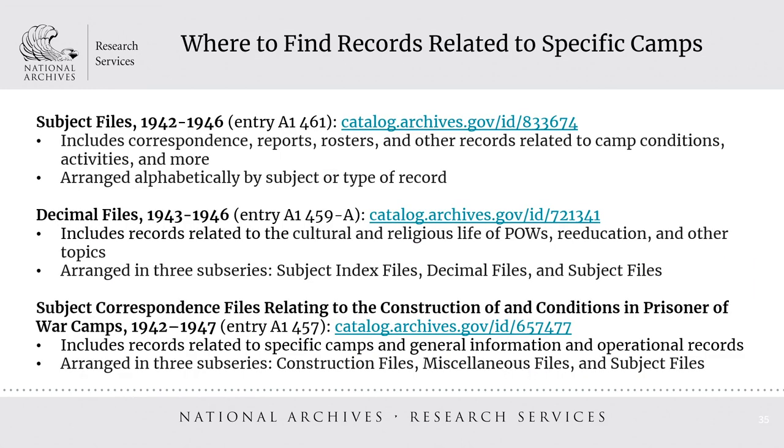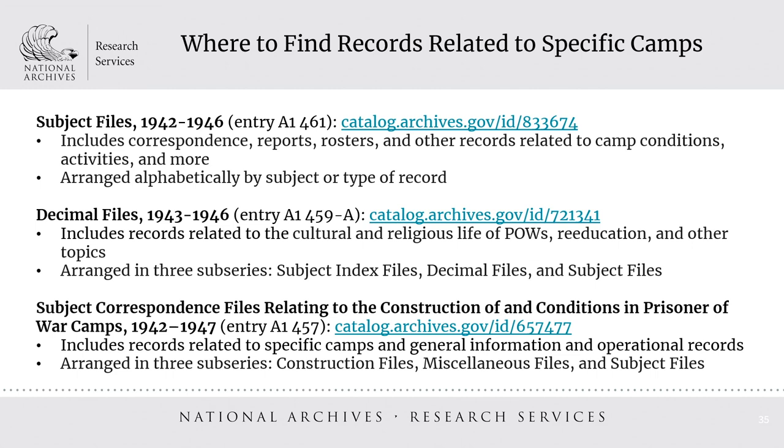The series I'm discussing today are just a few examples of what you might find when you are searching in Record Group 389. These three series, for example, are a good place to start if you are looking for information about a specific camp. The first series of subject files, entry A1461, was created by the Enemy Prisoner of War Information Bureau, and it contains correspondence, reports, rosters, and other records related to conditions at individual camps.